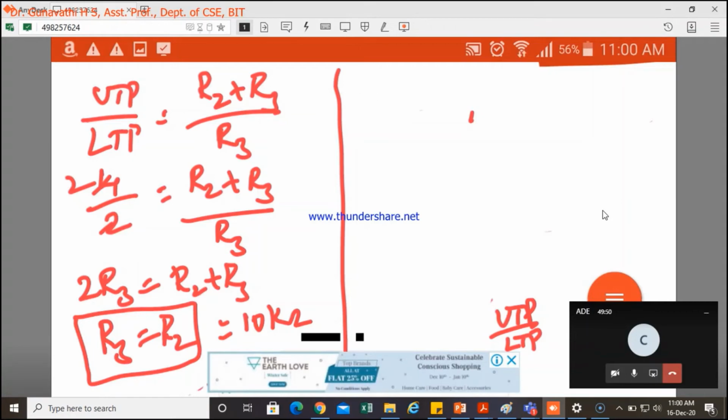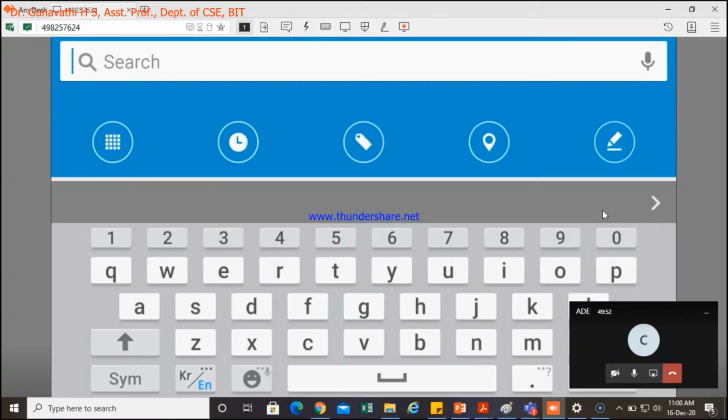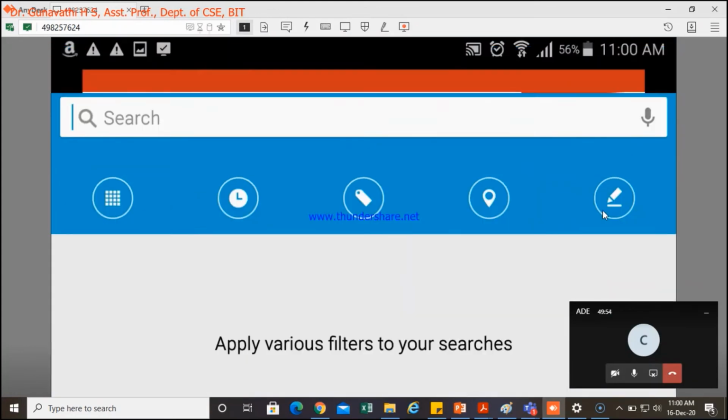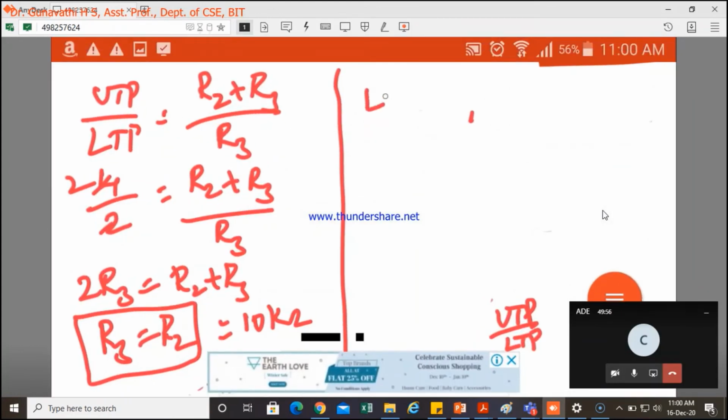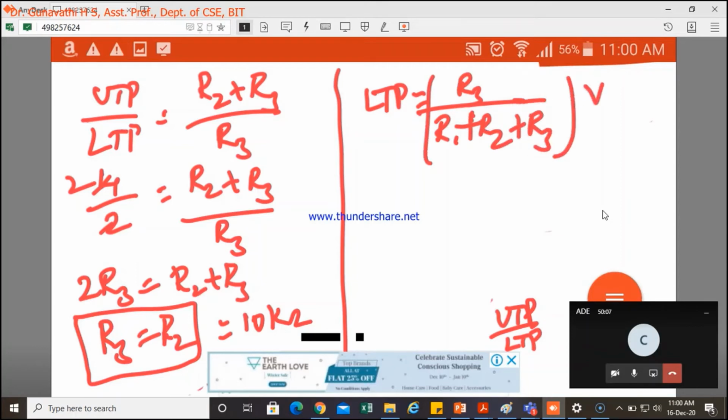LTP, we know it's a little simpler expression. So we'll consider that. LTP is equal to R3 divided by R1 plus R2 plus R3 into VCC. VCC is known, 5 volts. So LTP is known, 2 volts. So 2 volts is equal to, R1 is unknown, R3 is known for us, so 10 kilo ohms.